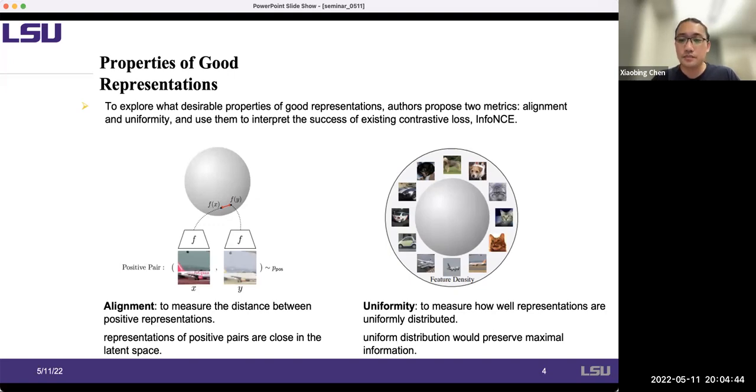And another concept is uniformity. This metric is to measure how well the representations are uniformly distributed, because later on I will give you this conclusion: the uniform distribution will preserve the maximum information. So that's another desirable property of good representations. We want to follow the InfoMax principle.